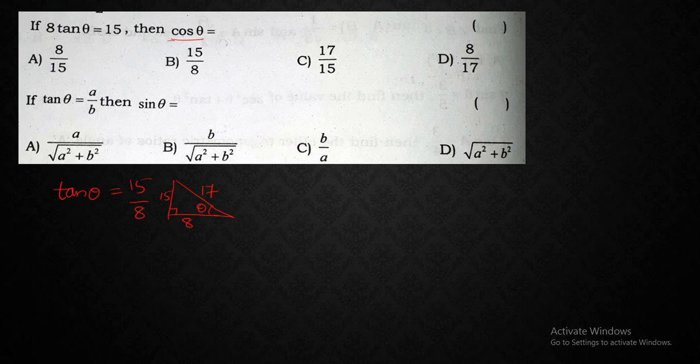Now what did he ask? Cos theta. So what is cos theta? Cos theta is nothing but adjacent by hypotenuse. So adjacent is 8 by hypotenuse is 17. So answer is 8 by 17, right?